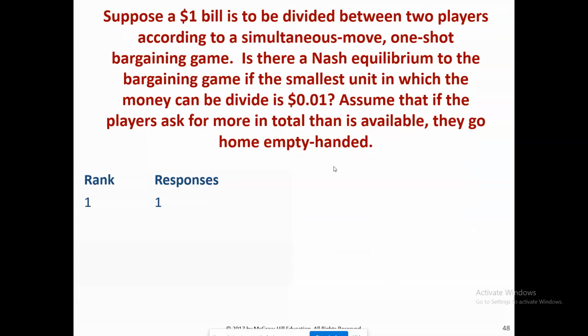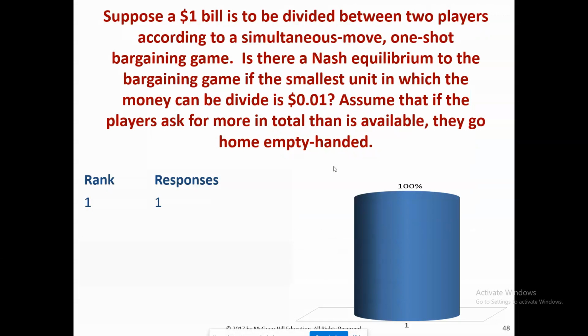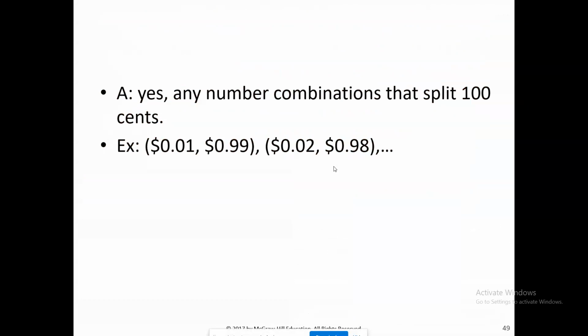Now let's practice. Please pause and try. All right, this is the answer to the question. There are many Nash equilibria. Any amount the players ask for that sums to exactly 100 cents or $1 constitutes a Nash equilibrium, such as 1 cent and 99 cents, 2 cents and 98 cents, 3 cents 97, 4, 96, and so on and so forth.